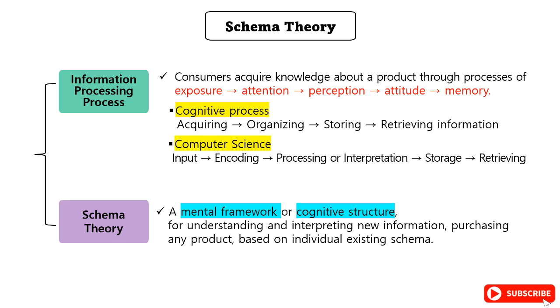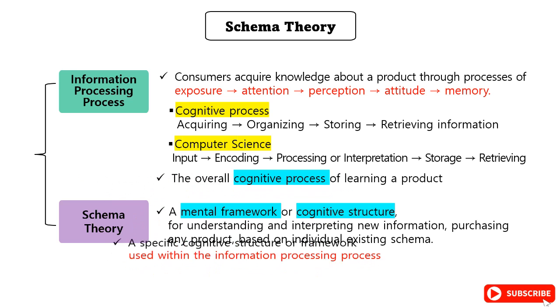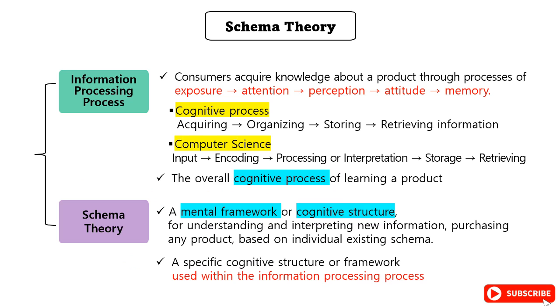On the other hand, schema theory is a mental framework or cognitive structure for understanding and interpreting new information and purchasing any product based on an individual's existing schema. In summary, information processing is the overall cognitive process of learning a product, while schema is a specific cognitive structure or framework used within the information processing process to understand, interpret, and organize information.